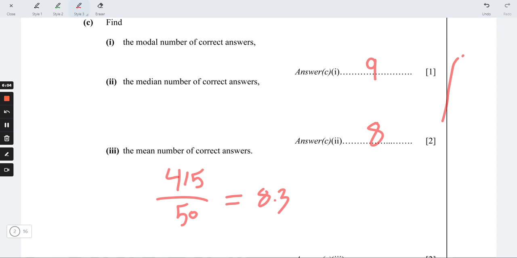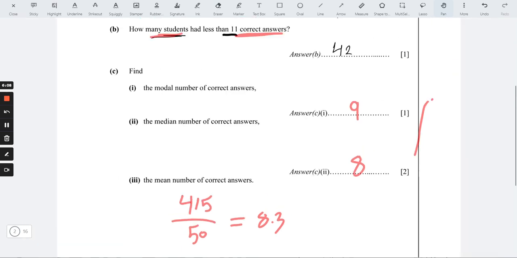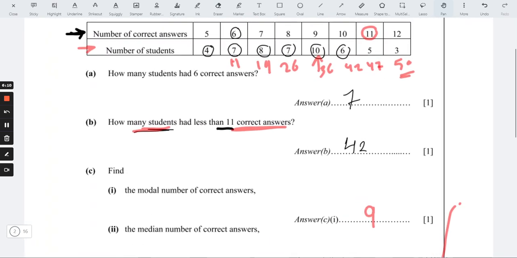So again, to find the mean, we have to multiply the correct numbers with the frequency, the whole number of students. So 5 times 4 plus 6 times 7 plus 7 times 8 plus 8 times 7 plus 9 times 10 plus 10 times 6, 11 times 5, plus 12 times 3. Then you will divide by 50 students, the number of all students that we have.